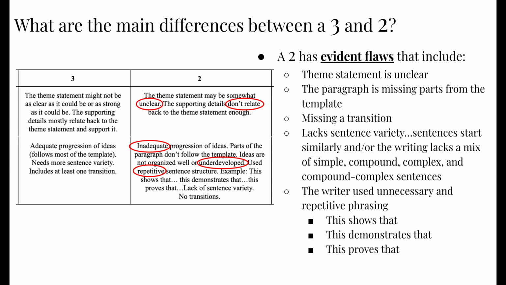You're missing a transition. You still have a lack of sentence variety. Your sentences start similarly, or you just have a lack of a mix of types of sentences. And the writer used unnecessary and repetitive phrasing. I'm trying to steer you away from saying this shows that, this demonstrates that, this proves that. That becomes very repetitive in your writing.